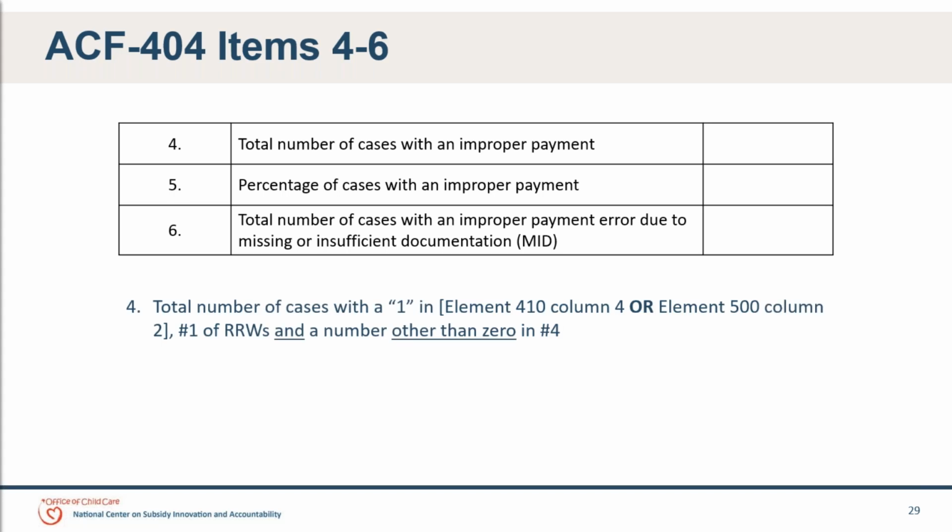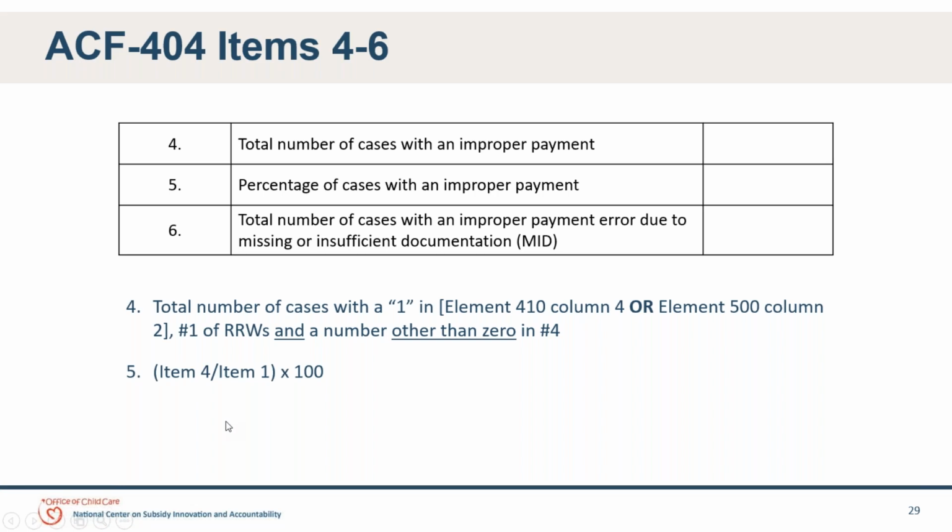Item 4 is the number of cases that have an improper payment. So this is from your record review worksheet case summary, the total number of cases that have both a 1 entered in number 1 as well as a number other than 0 in number 4. Number 4 in that case summary is where the improper payment amount is captured. So again, if there's some dollar amount there other than 0, then that means the case would be included in this tally.